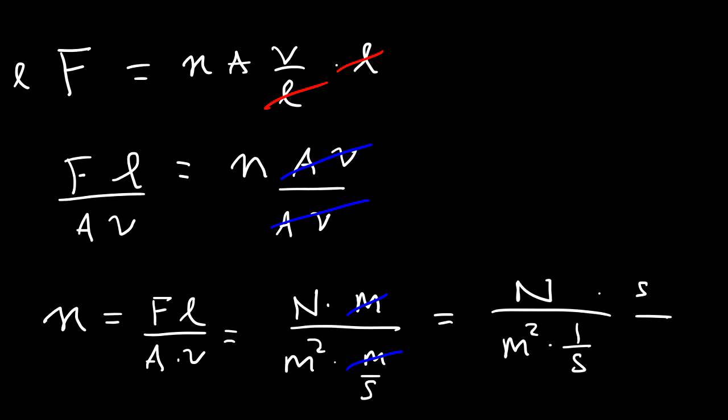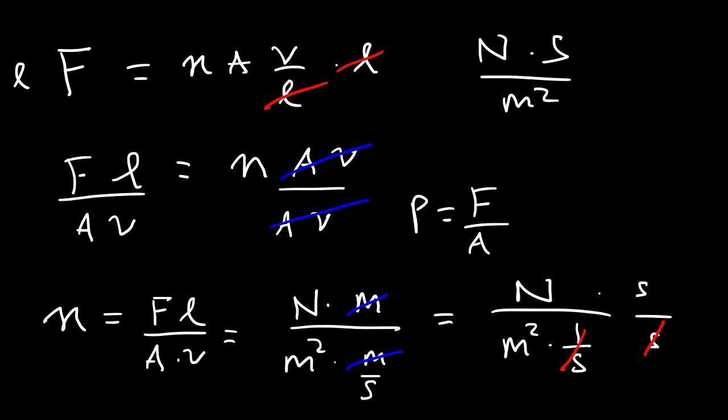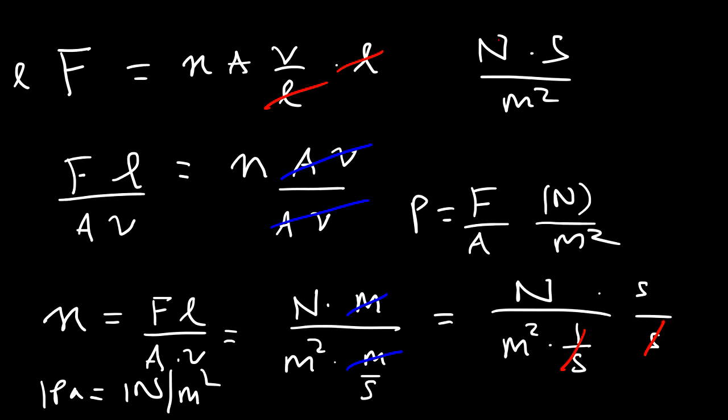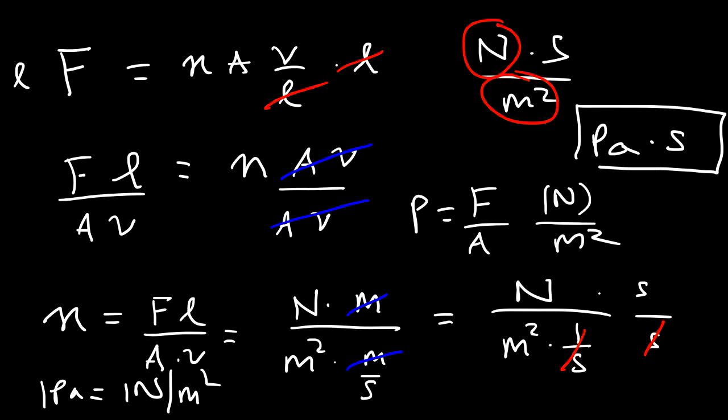So if we multiply the top and bottom by seconds, these will cancel. And so the units that we have now is newtons times seconds over square meters. Now pressure is force over area. And force is measured in newtons, area is square meters. So 1 Pascal is 1 Newton per square meter. So we can replace newtons per square meter with pascals. And so the unit for the coefficient of viscosity is pascals times seconds. So that's for those of you who want to understand why the units are the way they are.